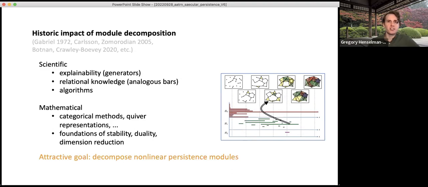So this all makes it attractive. We know that we have to encounter non-field coefficients in the real world. And there are a lot of reasons to want to understand those modules a bit better.